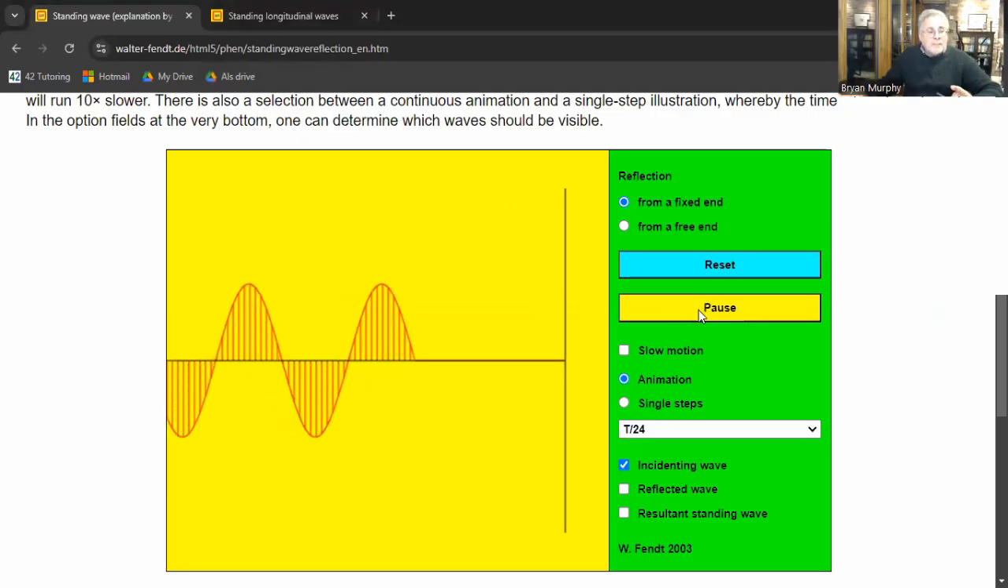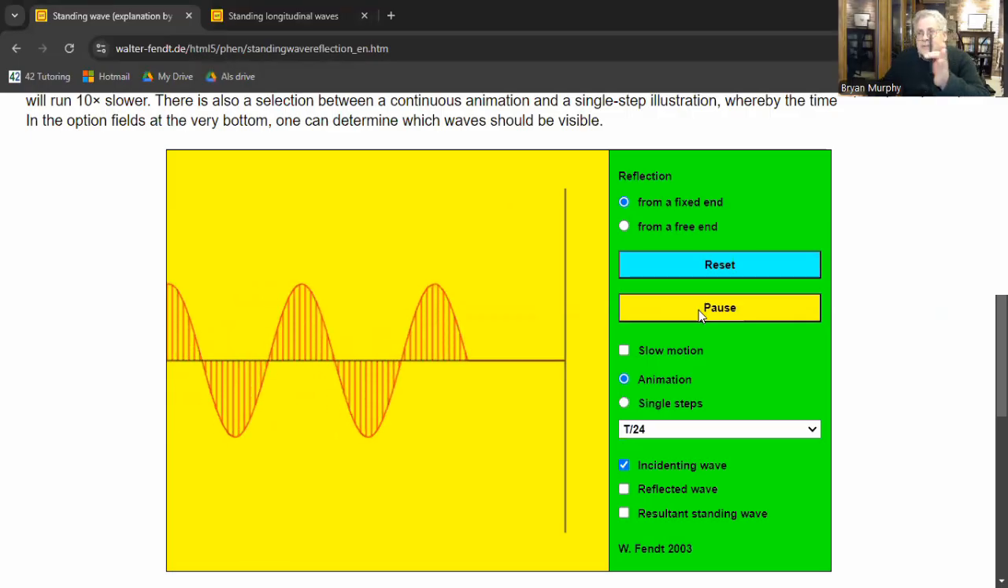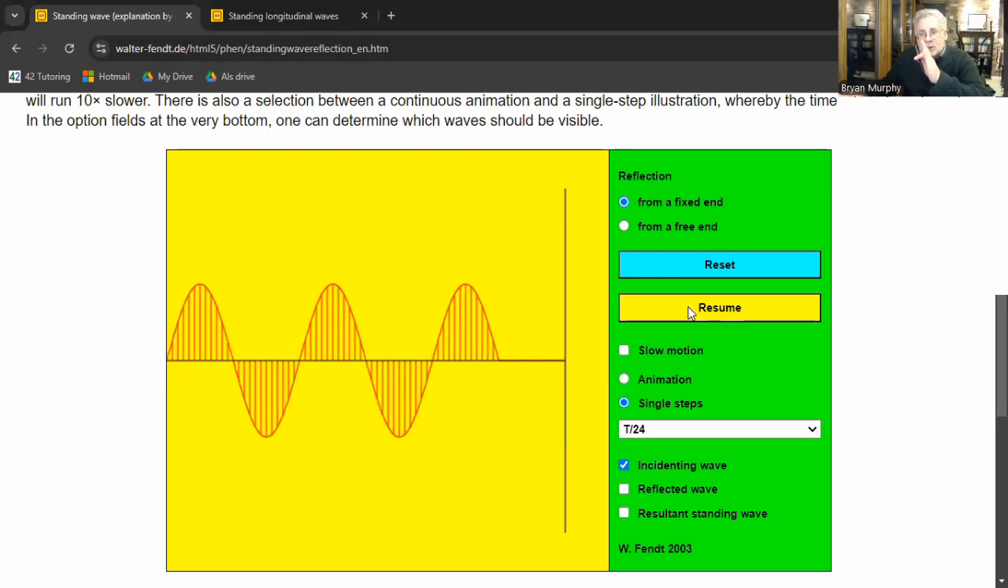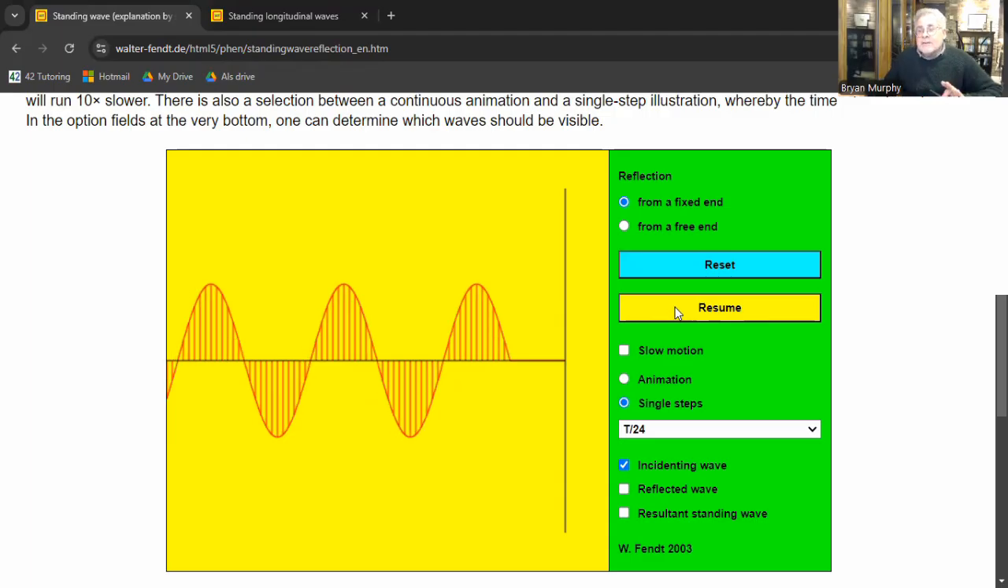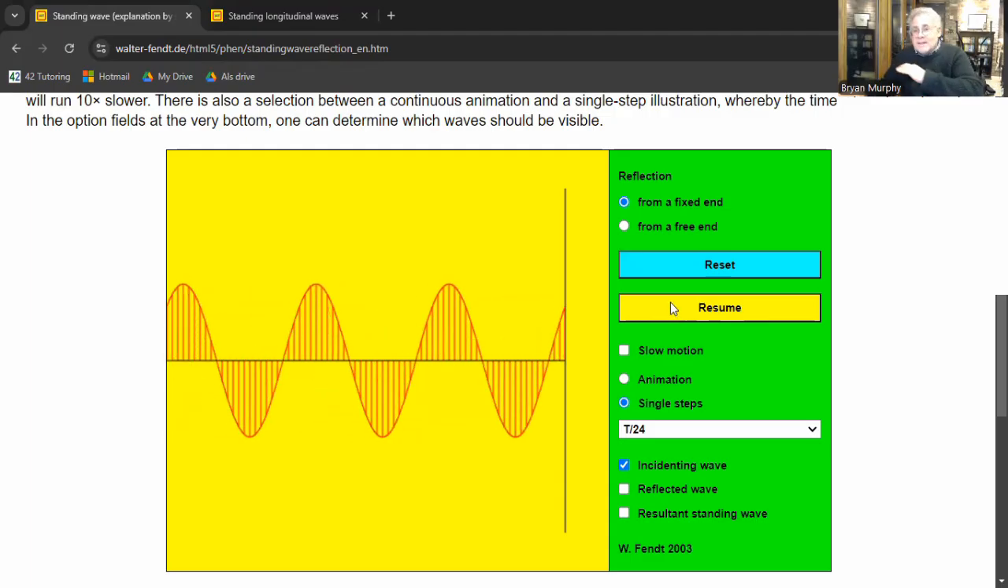Now, if I click resume, I can make it go. There it is. So there's our beautiful red wave traveling through the medium from left to right. Okay. I'm going to now click single steps, and I'm just going to go through ka-chunk, ka-chunk, ka-chunk, ka-chunk, so I can pause it when I want to show you something interesting. So I'm just going to carry on with this wave. There it is. It hits that wall, and that's it.